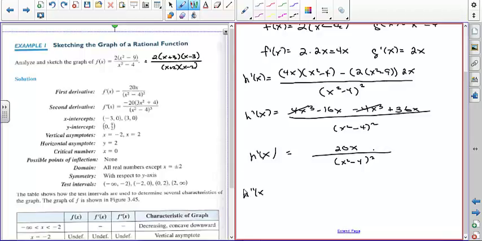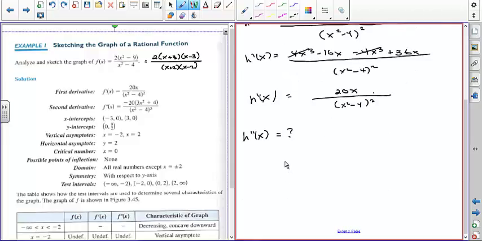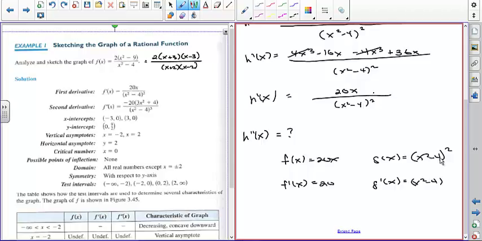So h double prime of x is something. So again, we'll call this f of x just to call it something. So f of x equals 20x. g of x equals x squared minus 4 squared. And so f prime of x equals 20. And g prime of x, okay, so that's the argument. The exponent is 2, so I take that down. And then I take the derivative of what's inside, which is 2x. So I'm using the chain rule.